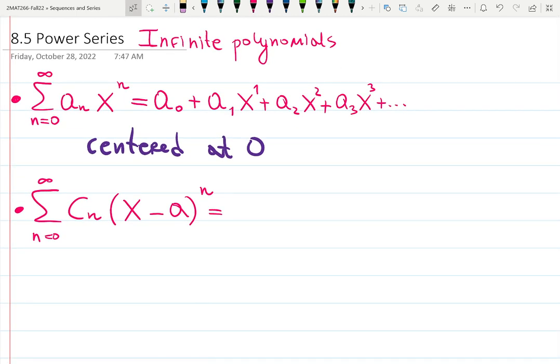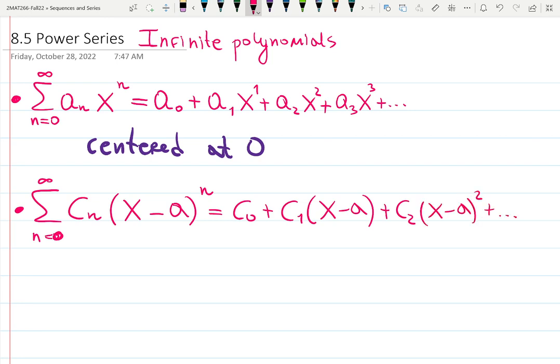The first term, when I plug 0, is c sub 0. Plus, now we have c sub 1 and a shift x minus a. Plus c sub 2 and we have a shift x minus a squared. And it keeps going. It's an infinite polynomial, but this time centered at a. Let me show you that. a is this shift we see.